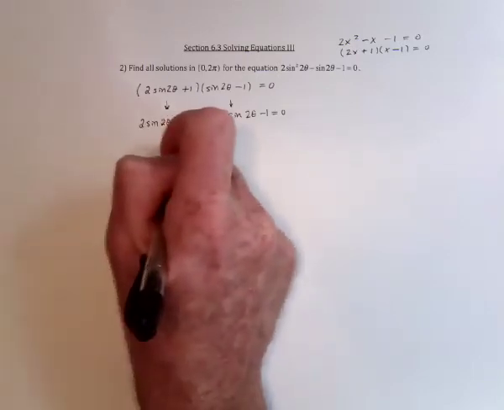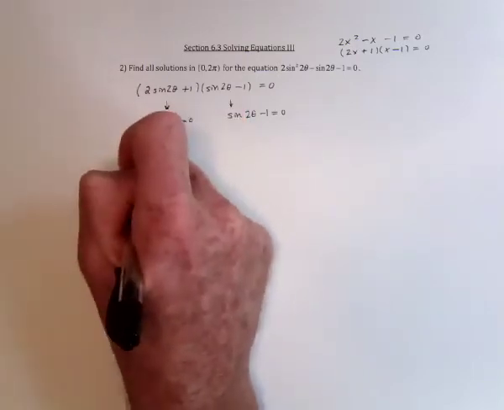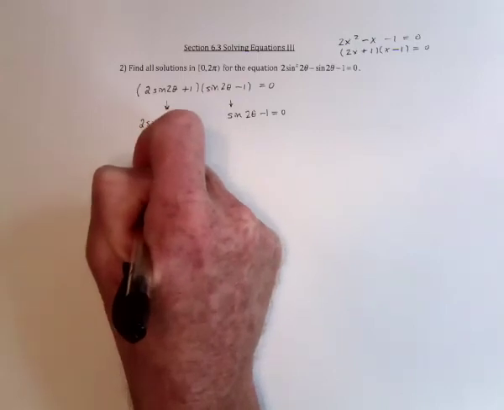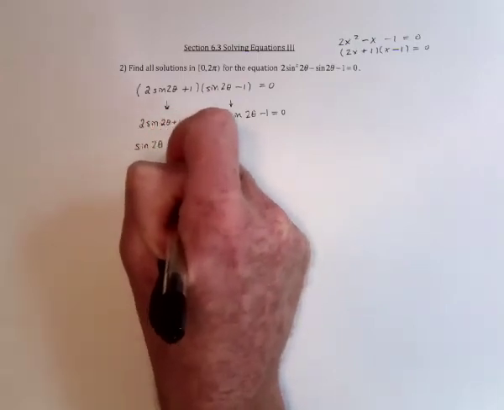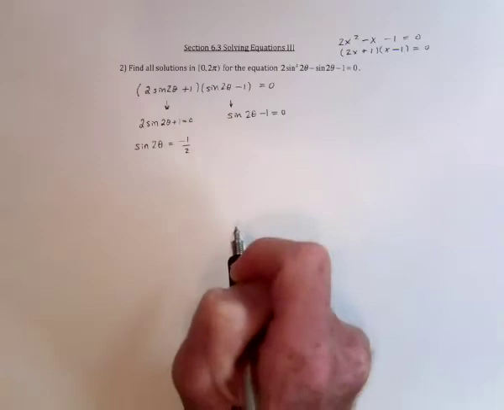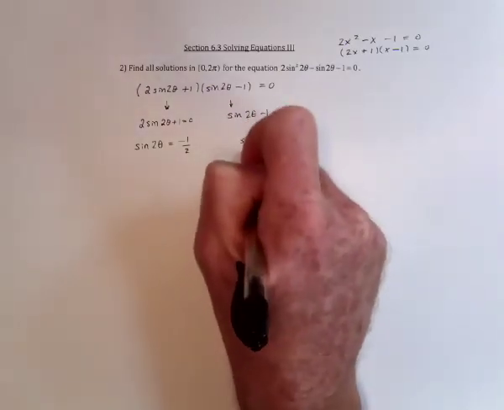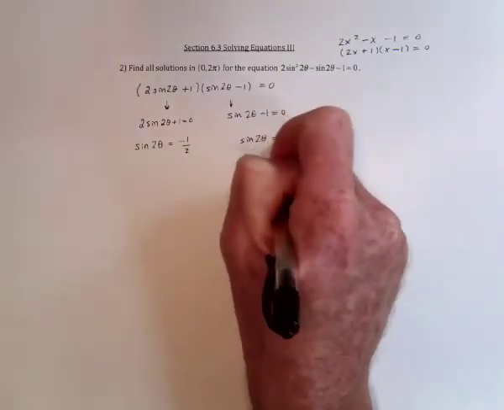And so in here, subtract 1, it'll be negative 1, and then divide by 2. So sine of 2 theta is going to be a negative 1 divided by a 2. And with this one, it's going to be sine of 2 theta equals 1.